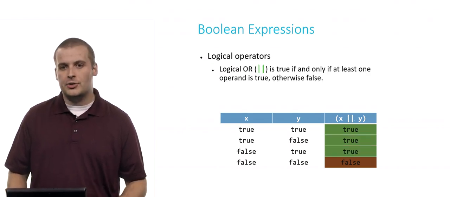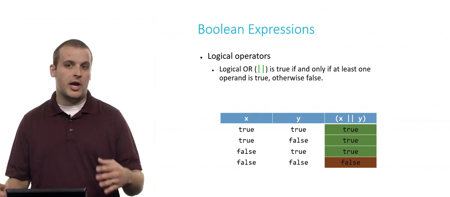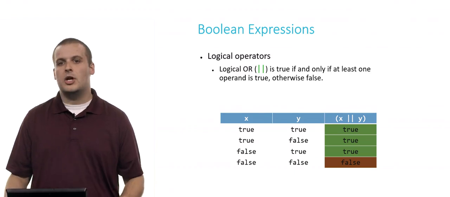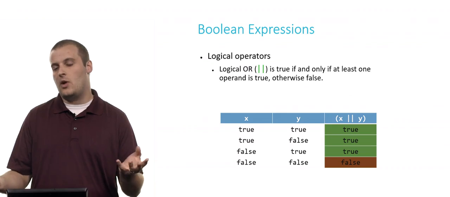Logical OR is true if and only if at least one operand is true, otherwise false. So logical AND required both x and y to be true. Logical OR requires x to be true, or y to be true, or both x and y to be true.